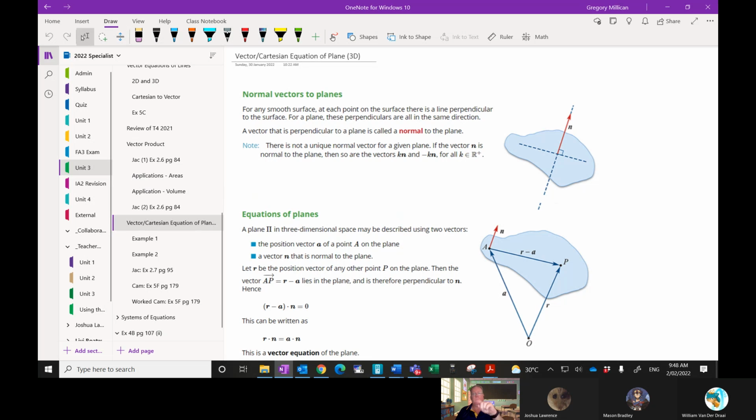We've looked at equations of all sorts of different curves in two dimensions. We can see we've done hyperbolas and ellipses and circles and lines and parabolas, et cetera, et cetera. But what we haven't really talked about is describing three-dimensional surfaces.